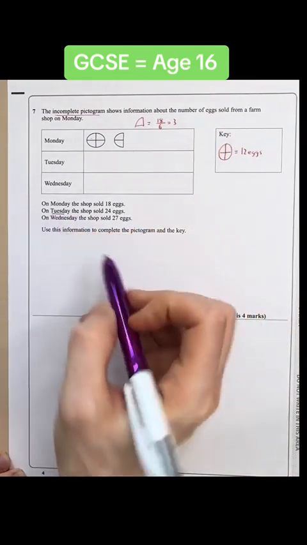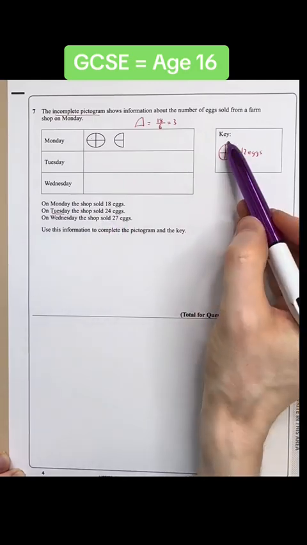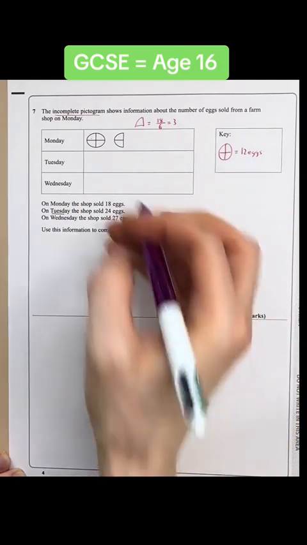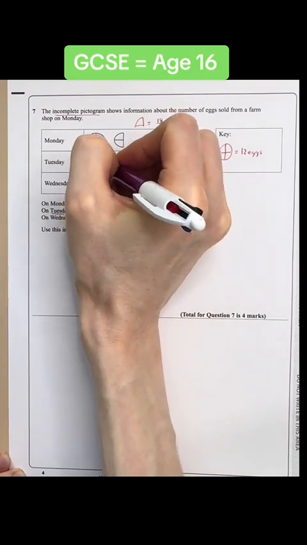On Tuesday, the shop sold 24 eggs. Well, I know 1 full circle represents 12 eggs. As I want 24, therefore I'm going to draw 2 full circles.